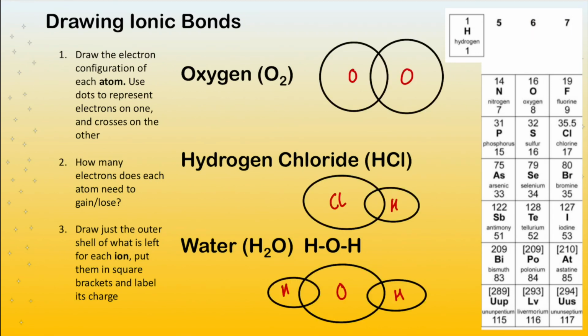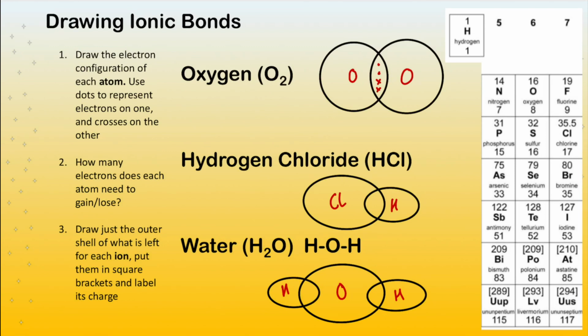So if you've tried these, we're just drawing the outer shell here. I'm not doing stages 1 and 2, I'm just doing the overlapping parts. So for oxygen, they're in group 6, so they have 6 electrons in the outer shell, so it needs to gain 2 more in each of these atoms. So they each need to share 2 electrons. So 2 dots and 2 crosses.